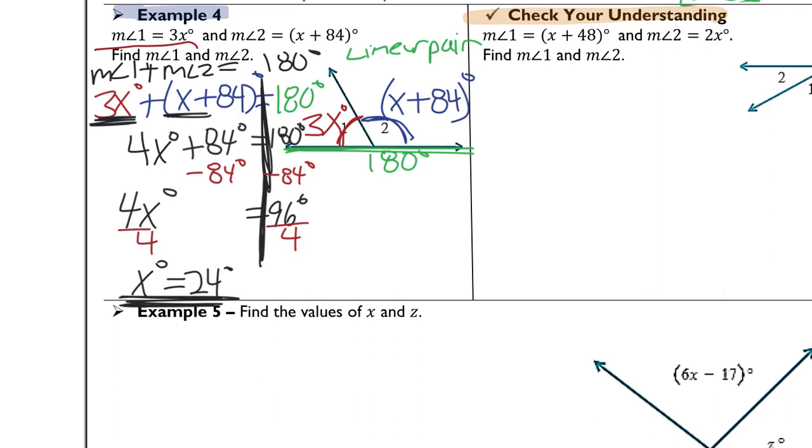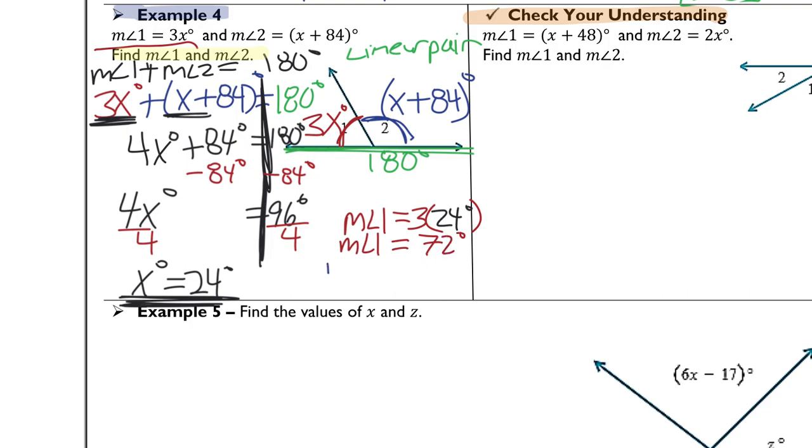So this is super big, but we have to find what it's looking for. It actually asks to find the measure of angle 1 and measure of angle 2. So we have to take this and substitute it back into this x and this x here. The idea is that measure of angle 1, that was in red, is equal to 3 times that 24. And that would give us the measure of angle 1 is equal to 72 degrees.